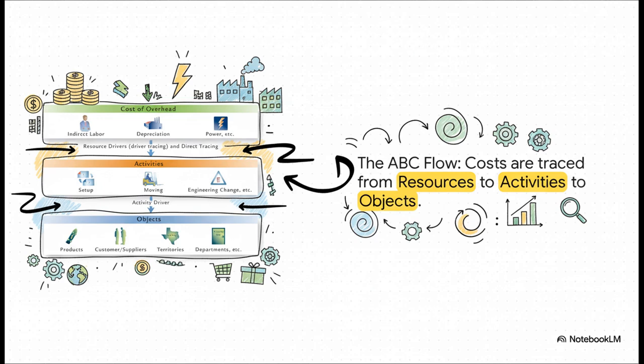See, at the top, you've got your resources and all their costs, things like labor and electricity. ABC first traces those costs down to specific activities, like setting up a machine. And then, using those activity drivers we just talked about, it assigns the cost of that activity to the final object, say a product or a customer, based on how much they actually used. No more peanut butter, no more averaging.